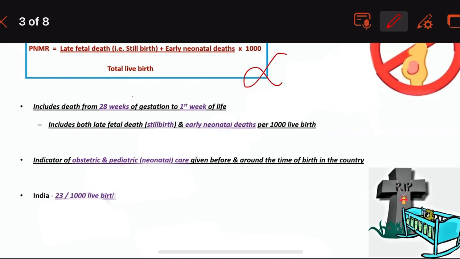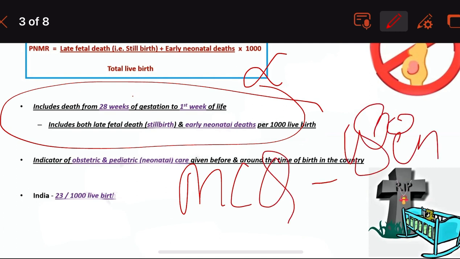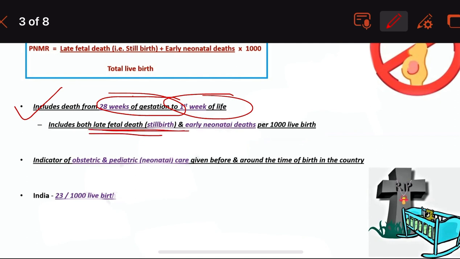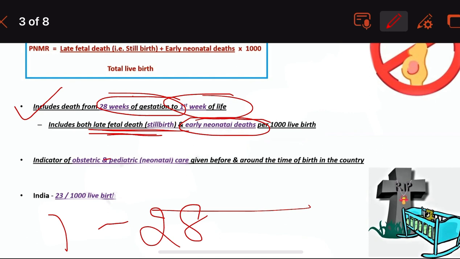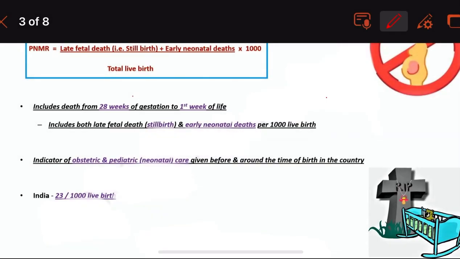So this was an MCQ, where they did not ask the formula, they asked in terms of words or sentences. So you have to remember it includes the deaths from 28 weeks of gestation to the first week of life. It includes the late fetal death, that is the stillbirth, and early neonatal death. Early neonate is from 1 to 7 days, per 1000 live births. This was the formula and an MCQ.